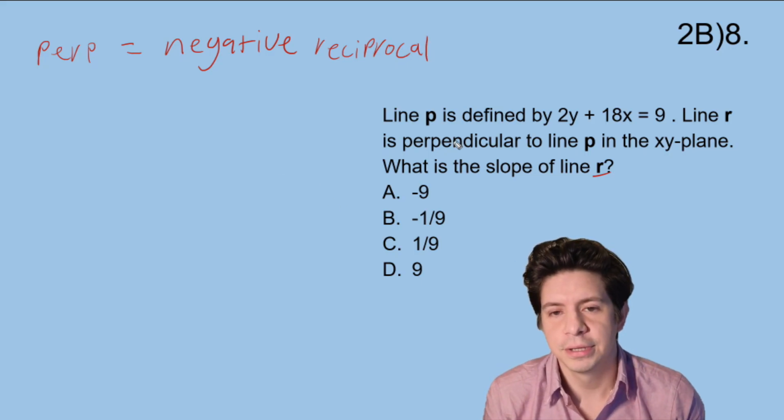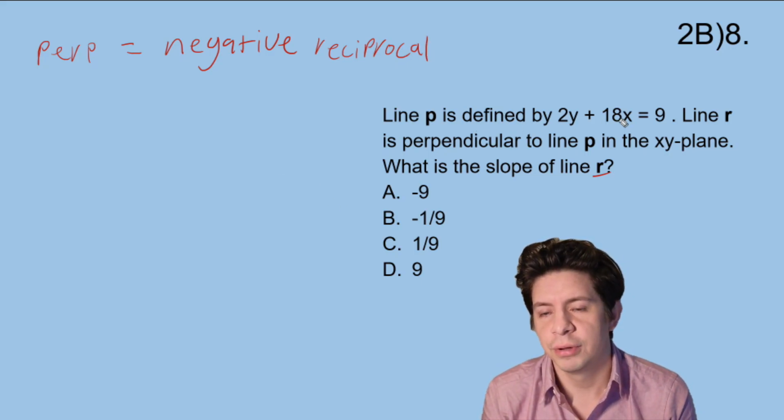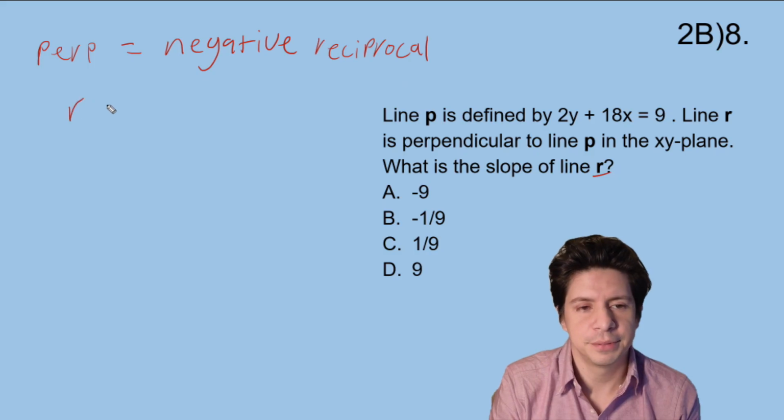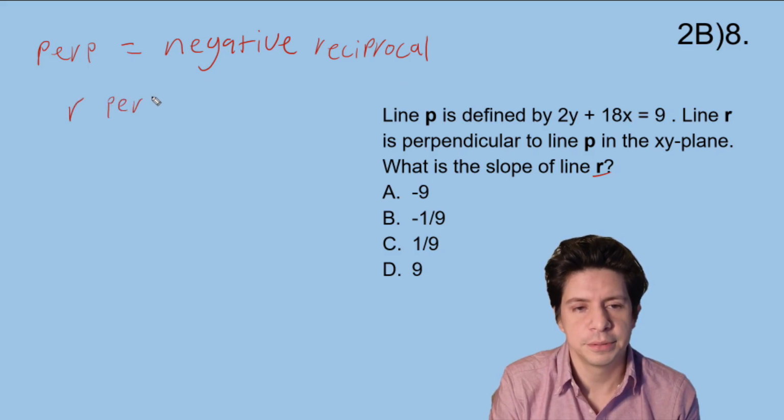So for this one, line P is defined by 2y plus 18x equals 9. And R is perpendicular. So R perpendicular to P, R perp to P.